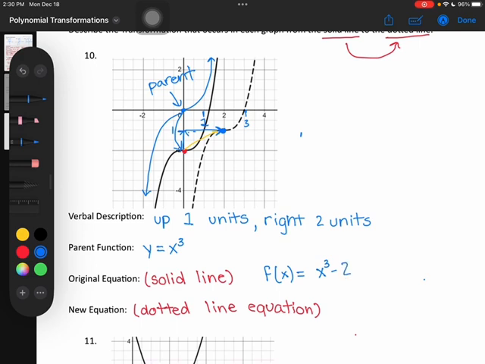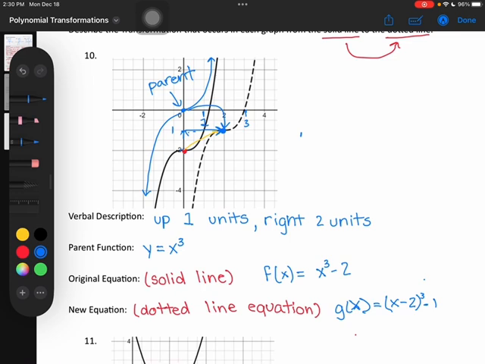Perfect. And then to go from my parent function to my other equation, I can see that I'm going down and I'm going to the right. So I'm going down 1. So that means I'm going to have down 1 on the outside, so minus 1. And then I'm going right 2, which is going to be x minus 2 on the inside.